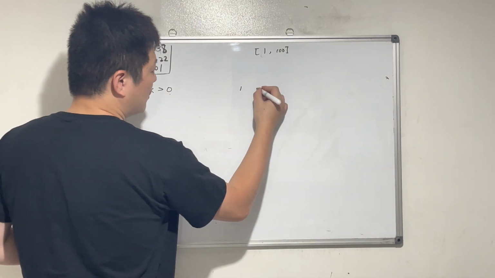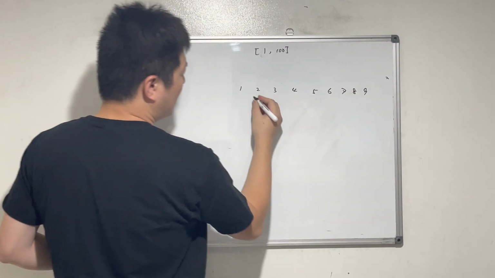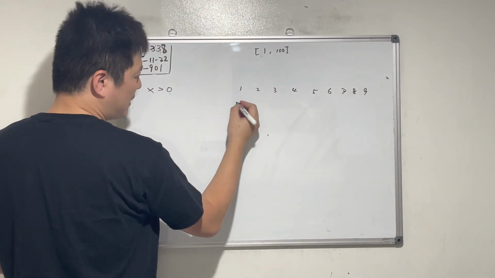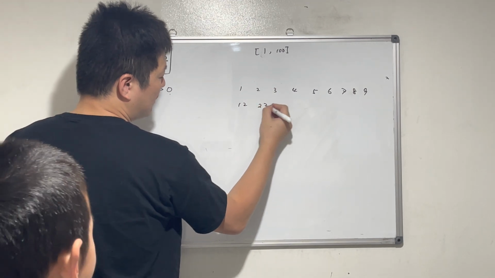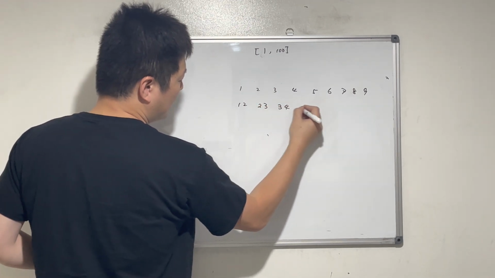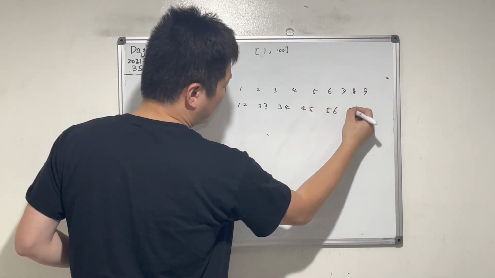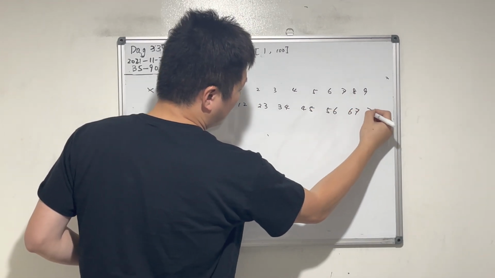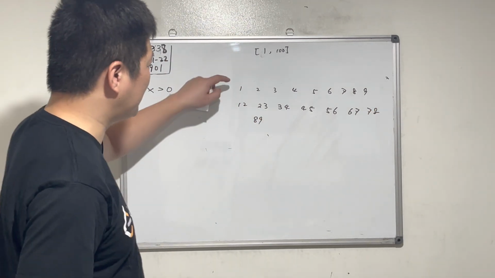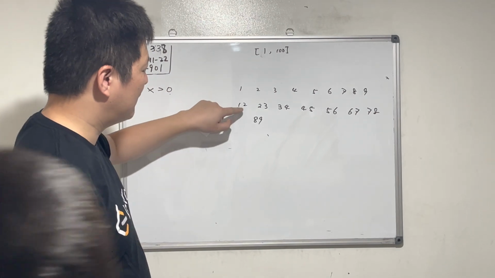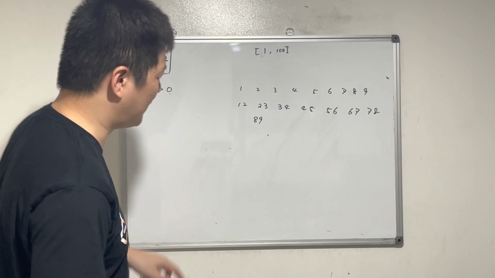So 1, 2, 3, 4, 5, 6, 7, 8, 9. Yeah, single digit. Two digit now: 12, 23, 34, 45, 56, 67, 78, 89. Okay, yeah, that's well done. So that's 9, then 10, 11, 12, 13, 14, 15, 16, 17. Well done.